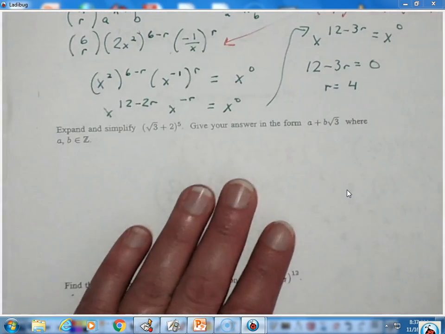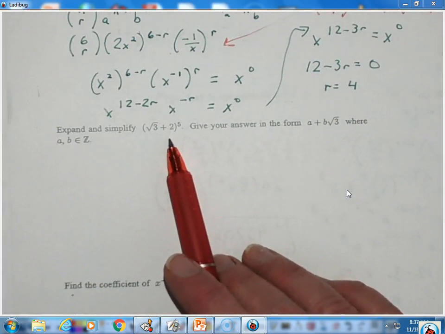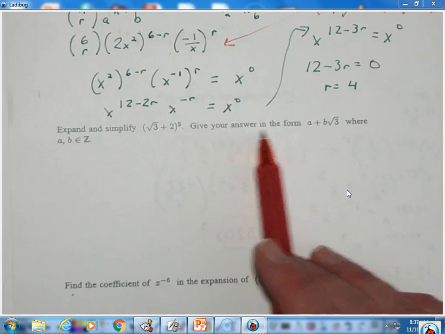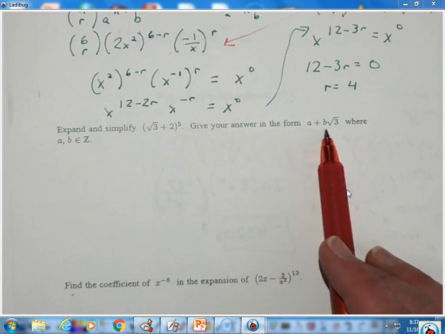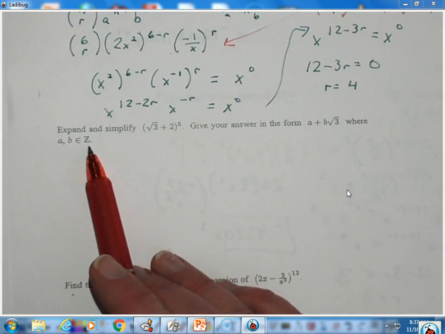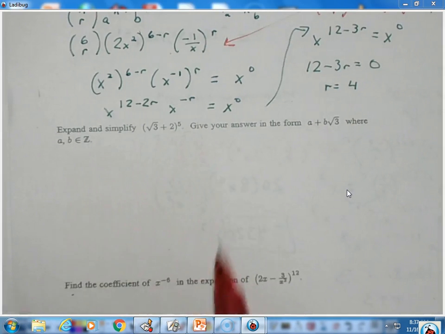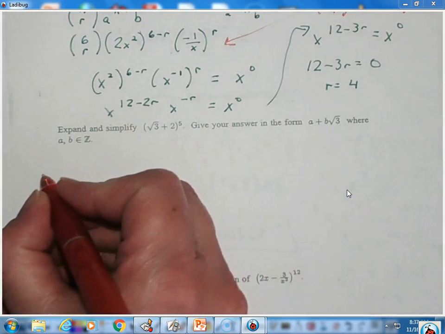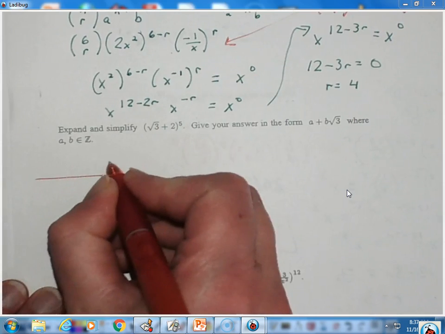Okay, so the last one says expand and simplify, so I definitely do need to write out all the terms. And it says to give my answer in the form a plus b square roots of 3, where a and b are elements of the integers. Okay, the Z stands for integers. So basically, if it's to the 5th, how many terms can I expect to have? 6 terms. So I'm going to leave myself 6 spots.